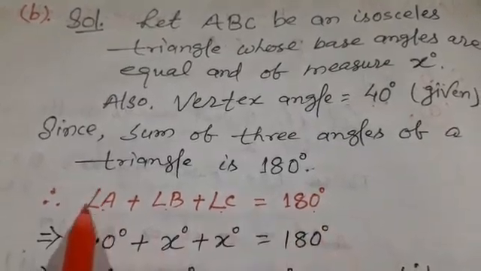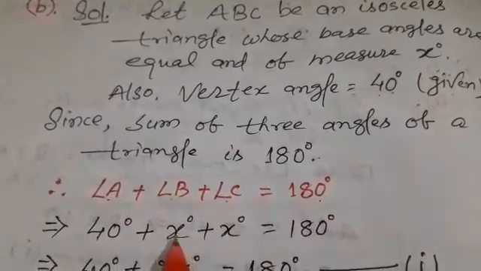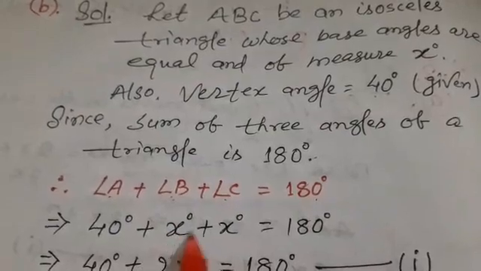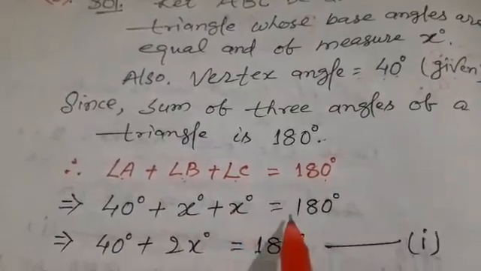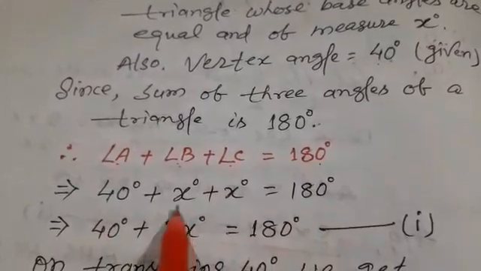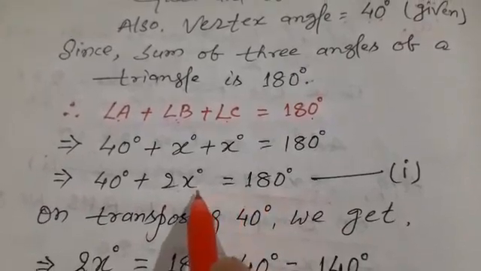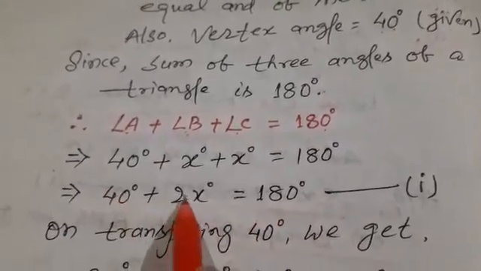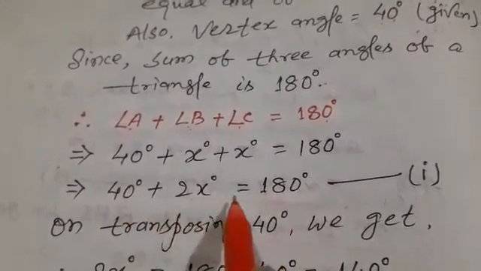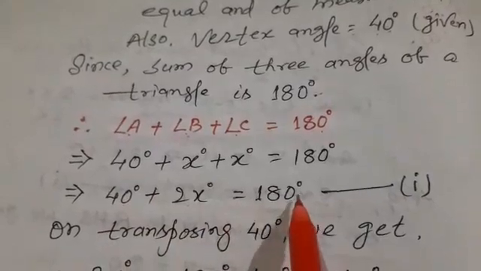So we can say angle A plus angle B plus angle C equal to 180 degree. Angle A, that is the vertex angle, is 40 degree, it is given, and we take B and C both as equal, that is x degree and x degree. Each is equal to 180 degree. Now we solve it. 40 degree plus 2x degree equal to 180 degree. It is an equation, and we remember this equation, 40 degree plus 2x degree equal to 180 degree.